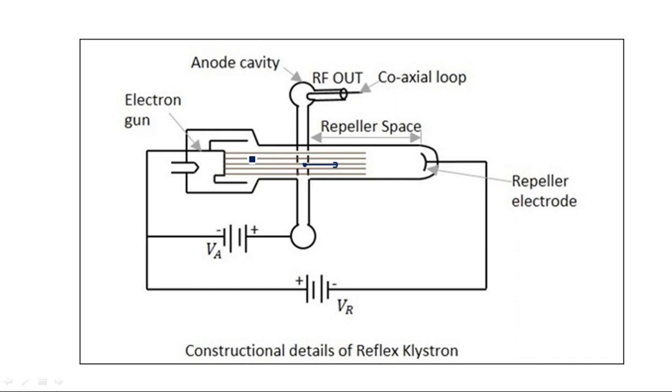Because the electron gun produces a lot of electrons, those electrons are traveling in the forward direction, and after crossing this gap, the electron enters into the Reflex space and goes forward. But because of the negative potential at this Reflex electrode, the electron will be reflected back. Now, what is the distance traveled by this electron? We have calculated and named it as x, which we saw in the previous video.